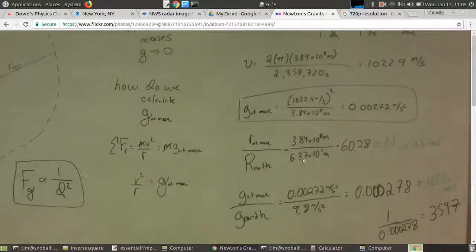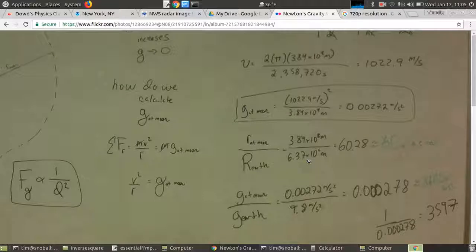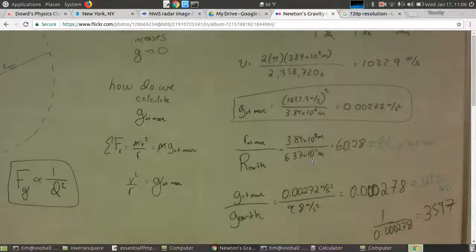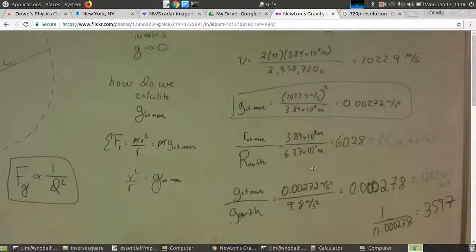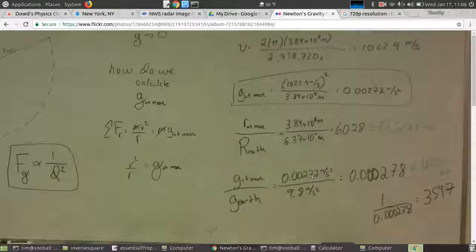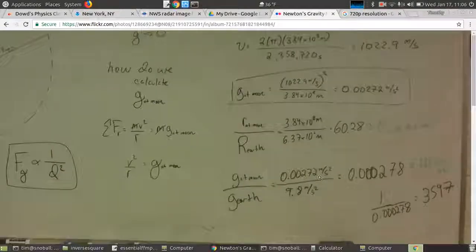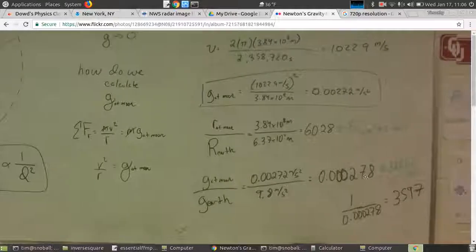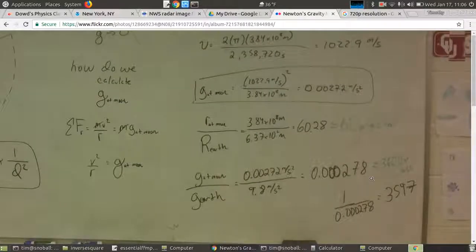And what he knew was that if you were standing on the surface of the Earth, your distance from the center is 60 times smaller than the distance of the moon from the center. The moon is 60 times farther away from Earth than you are. But if you divide this 0.00272 meters per second squared by the 9.8 meters per second squared you're experiencing as the acceleration of gravity, you see that it's about 3,600 times smaller.